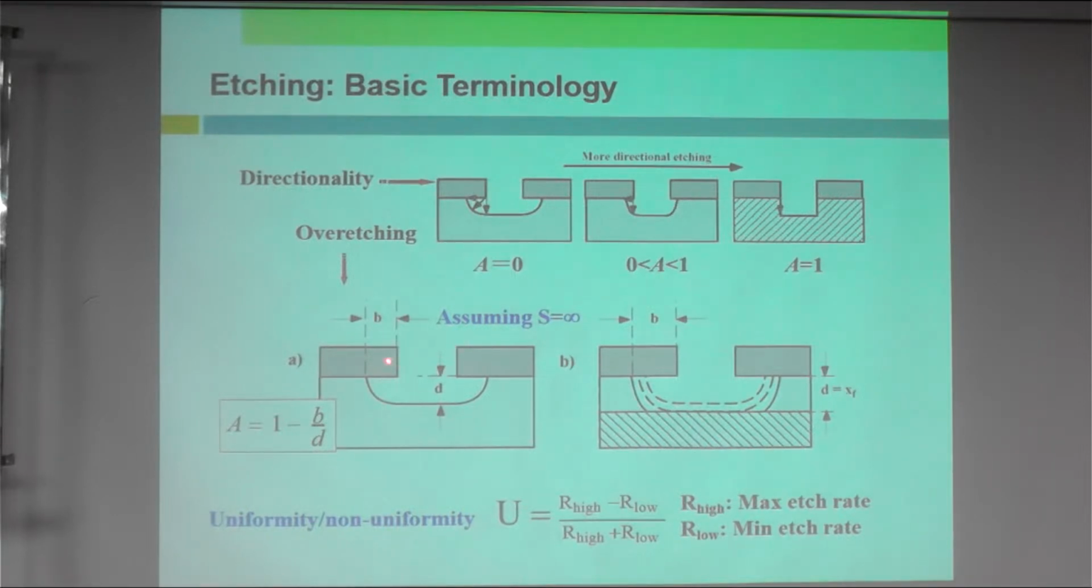But you can actually calculate this, assuming S equals infinity in this case. So this B, the overhanging or undercut here, can be calculated according to this. Then with the etching rate here, you know how much material will be removed as the undercut due to the time of etching.